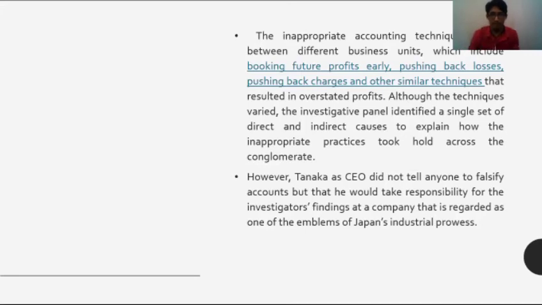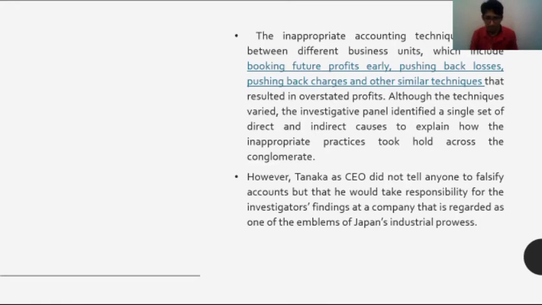The inappropriate accounting techniques varied between different business units, which included booking future profit early. This is also the mark-to-market technique. Pushing back losses means they don't record losses in the fiscal period, and maybe they put them in the next fiscal period, and then pushing back charges and other similar techniques that result in overstated profits. Although the techniques varied, the investigative panel identified a single set of direct and indirect causes to explain how inappropriate practice took hold across the conglomerate.